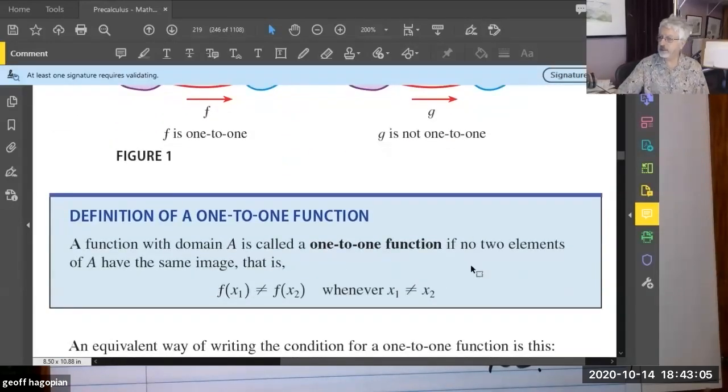So here's the definition of a one-to-one function, and this is kind of interesting logic. They have sort of the negation of the way I usually think of this. They say a function with domain A is called one-to-one if no two elements of A have the same output, or the same image. That is, the outputs are different whenever the inputs are different.